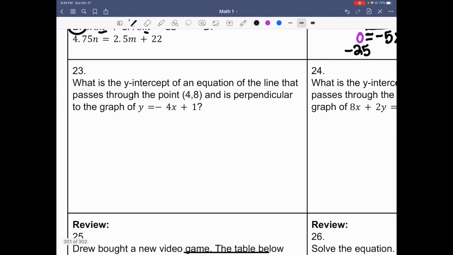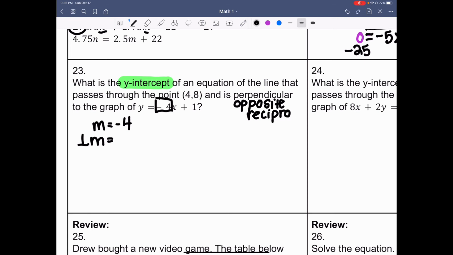All right, 23, it says, what is the y-intercept? So let me bring your attention, they are asking us to find just the y-intercept of an equation of a line that passes through the point 4, 8 and is perpendicular to this graph. So, great thing about this problem, it's already in slope-intercept form, so we don't need to solve it. So y equals -4, but they want the perpendicular slope. So remember, perpendicular means opposite and reciprocal, which means the opposite sign, and we're going to flip the fraction.